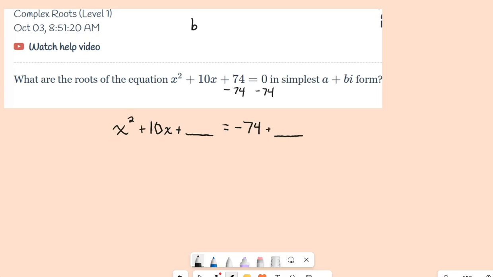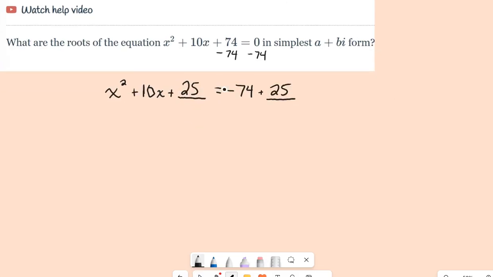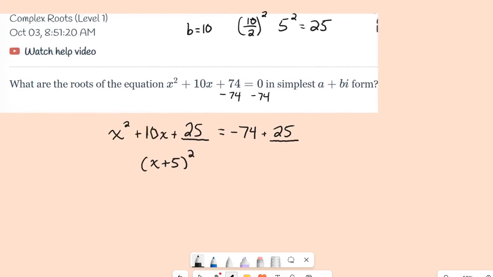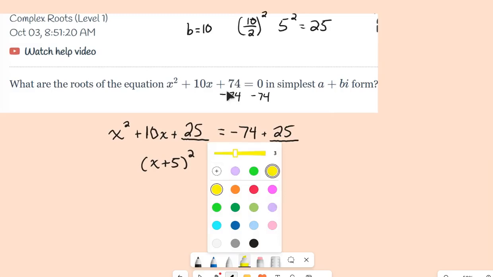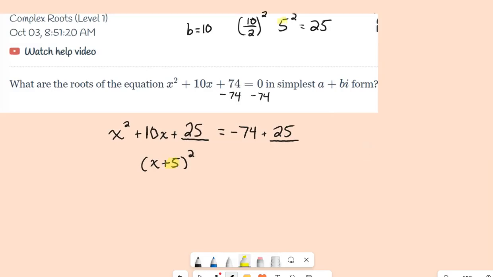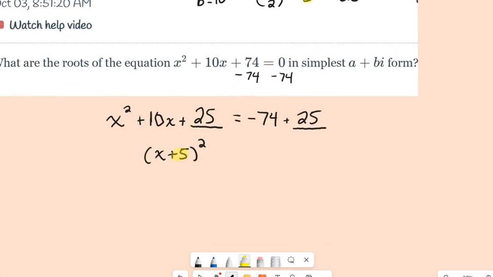Okay, so the b value this time is 10. So we're going to divide it by 2, and we're going to square it, so that'd be 5 squared. That'll be 25, clearly. So I'm going to be putting 25 here, 25 there. On the left side, that's just going to be x plus 5 squared. If you were to expand that, you'd get x squared plus 10x plus 25. And one of the cool things about this is this value always ends up being this right here. So just a little tip for you if you didn't recognize that.